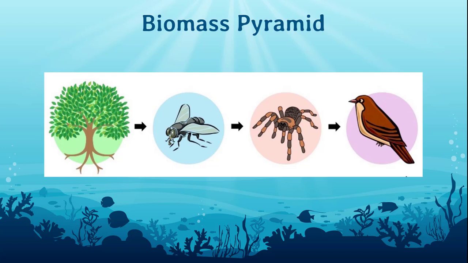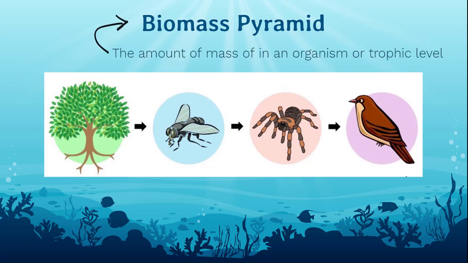But thinking back to our original picture, a lion is a very different size than a tree. Just like in this food chain we have here, a fly is a much different size than a tree or even a sparrow. So to get even more detailed, to do a better job of showing what's happening in that ecosystem, we have what's called a biomass pyramid. A biomass pyramid shows the amount of mass or matter in an organism or trophic level. So a tree is going to have a lot more mass, a lot more to it than a fly.